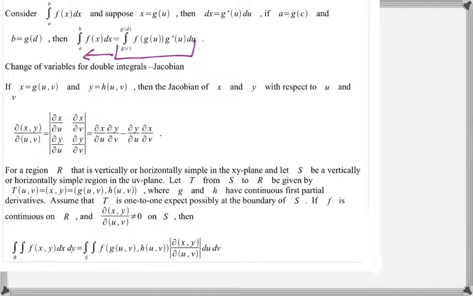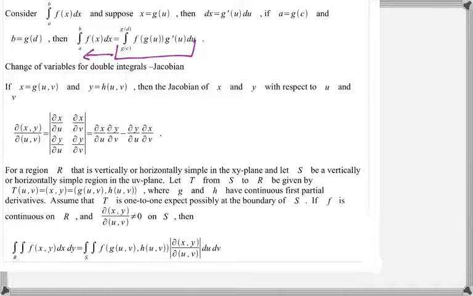For a region R that is vertically or horizontally simple in the xy plane, and let S be a vertically or horizontally simple region in the uv plane, let T from S to R be given by T(u,v) = (x,y) = (G(u,v), H(u,v)), where G and H have continuous first partial derivatives.